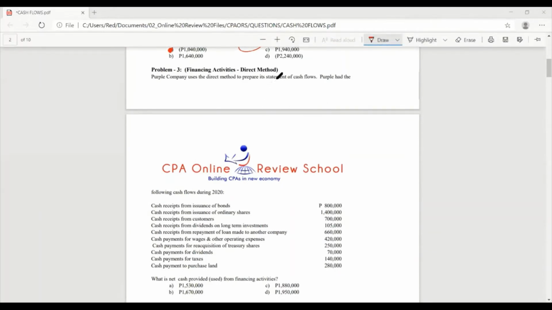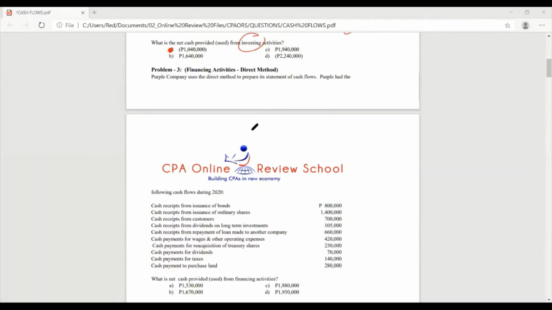nakaka-excite na topic si statement of cash flows, lalo na kapag makukuha mo yung ending balance ng cash. Kasi parang yung haba-haba ng problem, kailangan mo lang yung change in cash for the year. So, overwhelming siya kung nakaka-satisfy siya. Makuha mo yung isa. Okay?